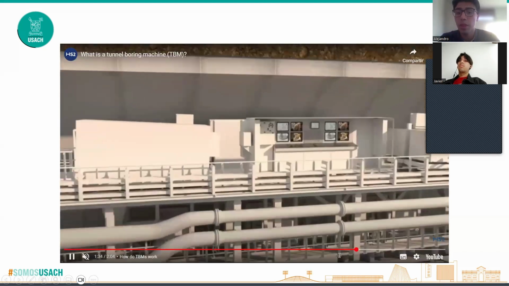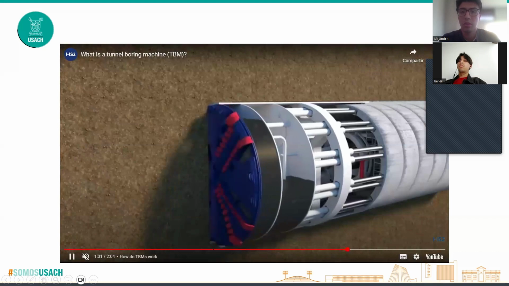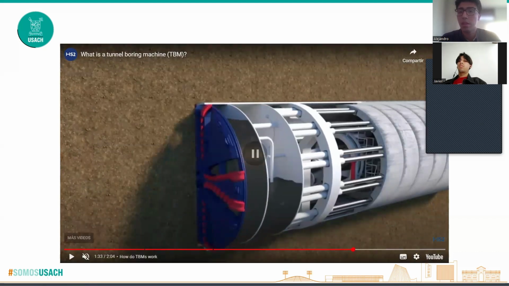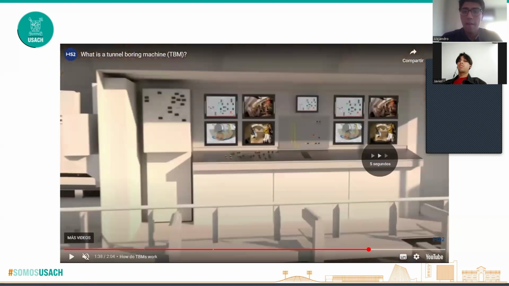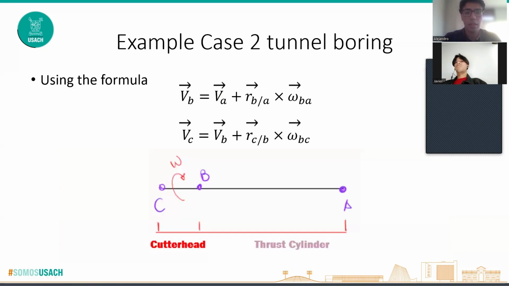And this is the two movement of the tunnel boring, right? We can see one more time. Now, for this, we can express these two equations, considering A before the thrust cylinder, B is after the thrust cylinder, and C is after the carrier head.